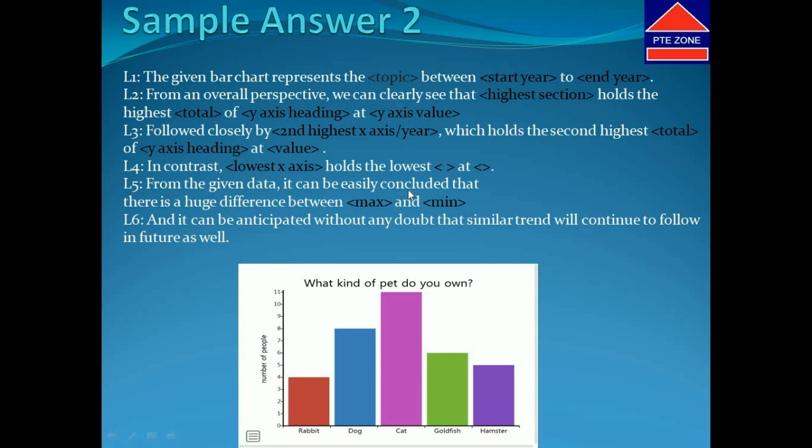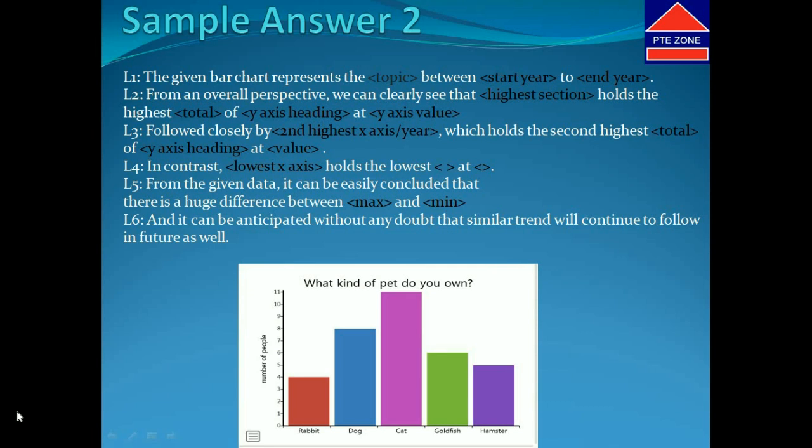From the given data, it can be easily concluded that there is a huge difference between the number of owners of cat and rabbit, right? Maximum and minimum. And it can be anticipated without any doubt that similar trend will continue to follow in future as well. So let's do it in the way I would do it in the exam. So just assume there is a beep sound and I'm about to speak, right?